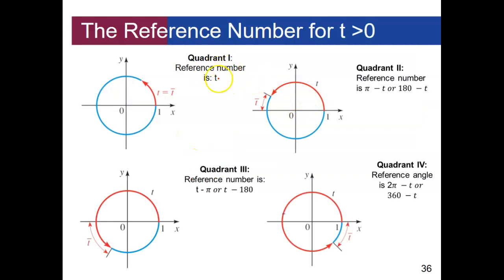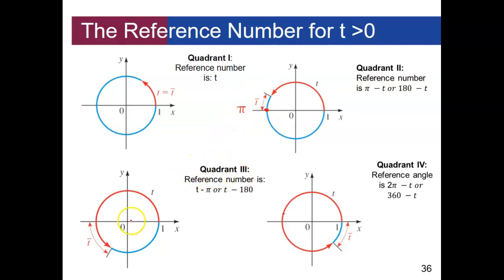If it's in the 1st quadrant, then your reference number and your t are one and the same. You really don't have to worry about it too much in the 1st quadrant. In the 2nd quadrant, the t is going to take me all the way around here, but that's not the shortest distance between the terminal point and the x-axis. The shortest distance is this part here, and therefore we find this reference number by saying pi, which is this point we're at here, minus the t, and that's going to be our reference number.